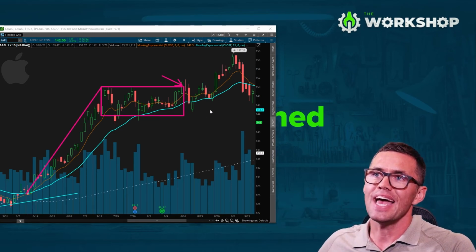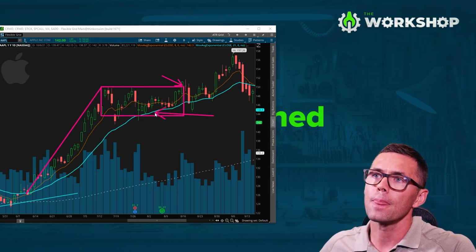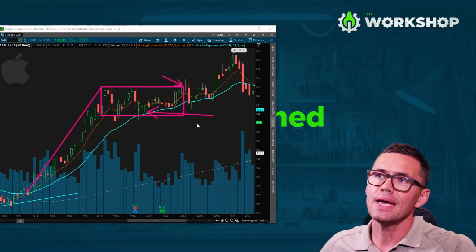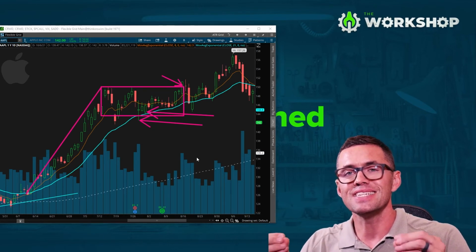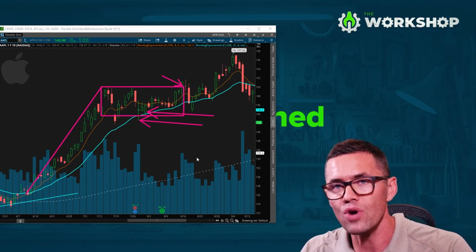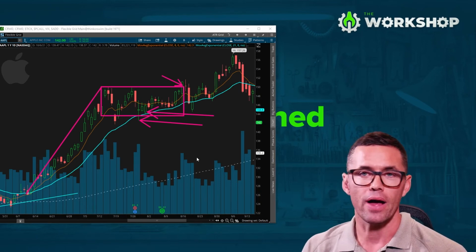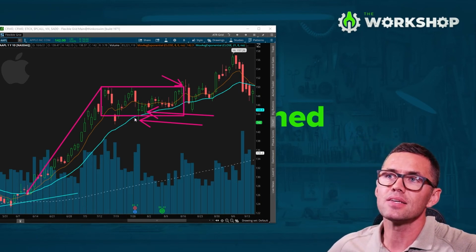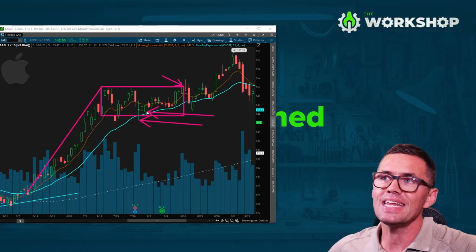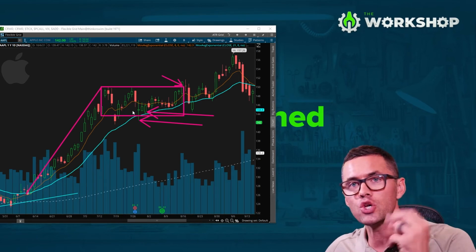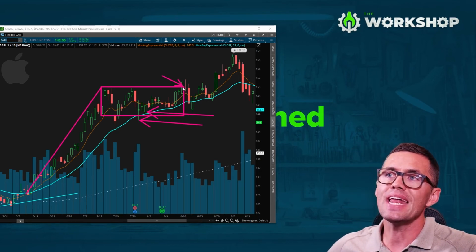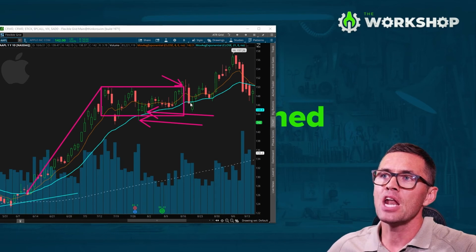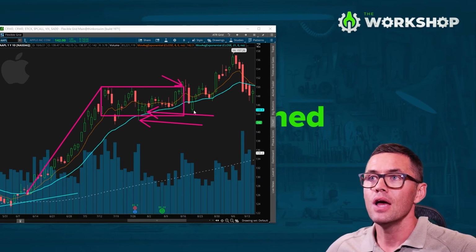But notice entering here with a stop here is a much different and smaller risk reward profile. I'm risking much less because if it breaks this, I'm out. If I got in here at 144 and I'm going to stop out at 142, that's a $2 risk. If you get in here at 150 and it pulls back to 144, right?